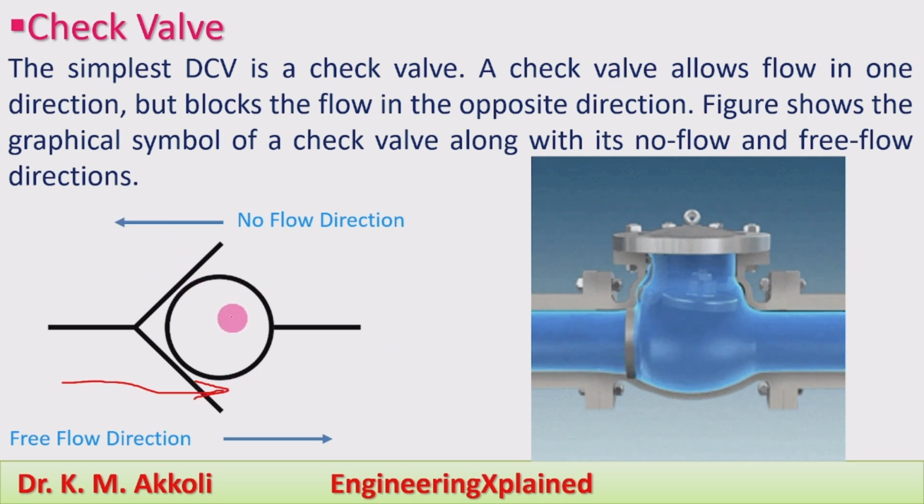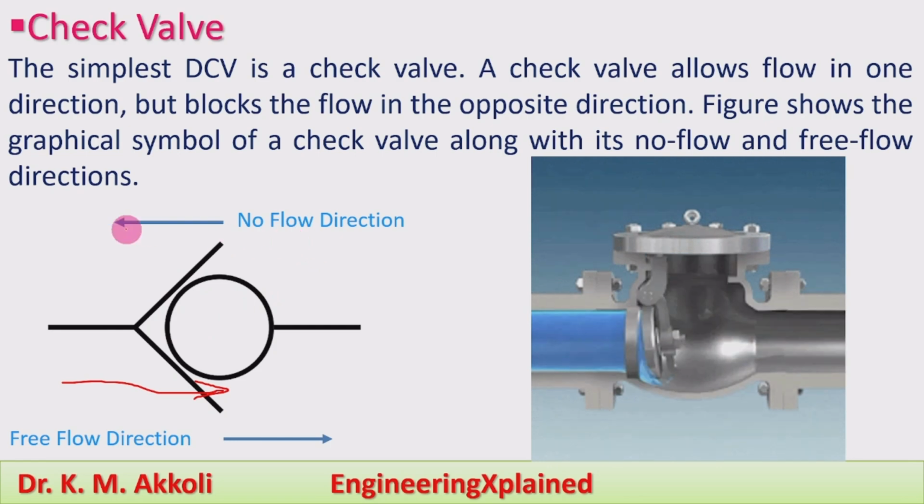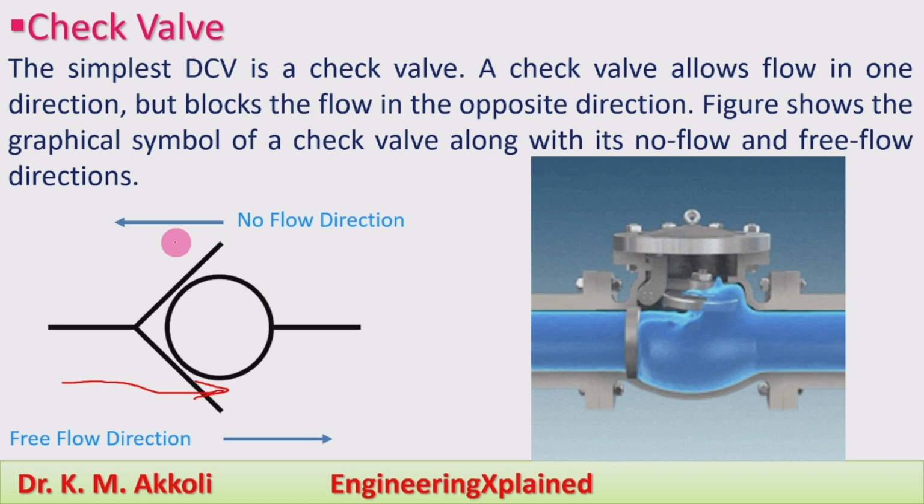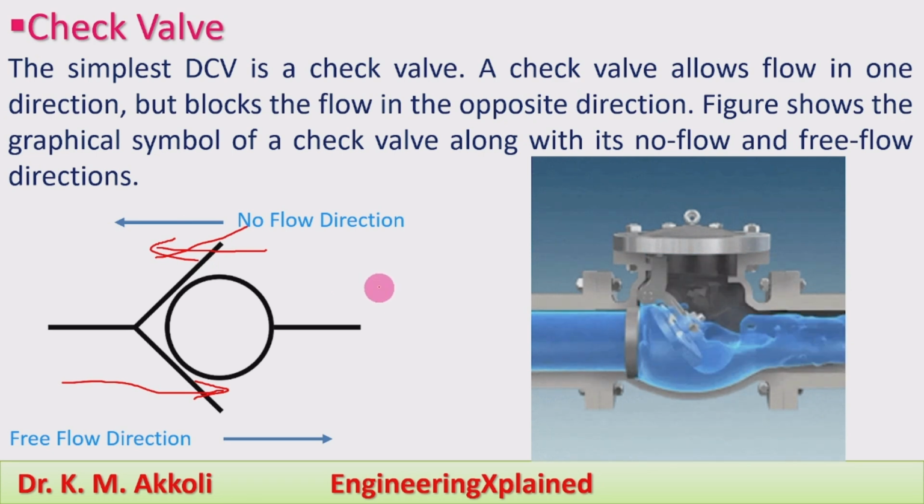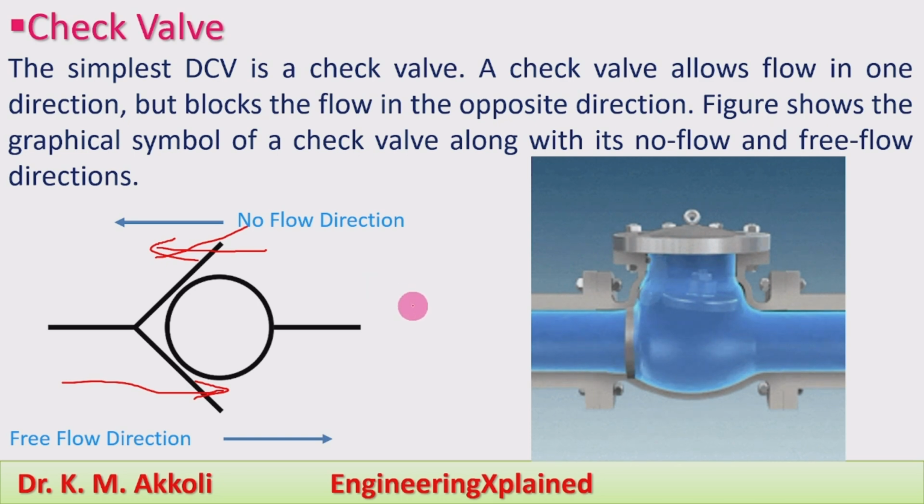And in the opposite direction, we can see the opposite arrowhead, where the ball will get stuck. That will not allow the flow in this direction. We call that the no flow direction. In this direction, there is no flow. We'll call this the simplest check valve, and it is also called a non-return valve. In common terms, we can call it a non-return valve. It allows the flow in only one direction, and in the other direction it will not allow the flow.